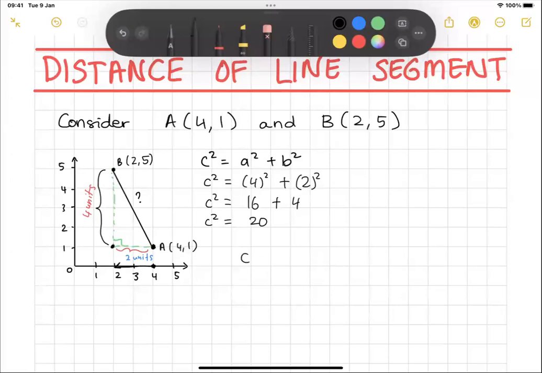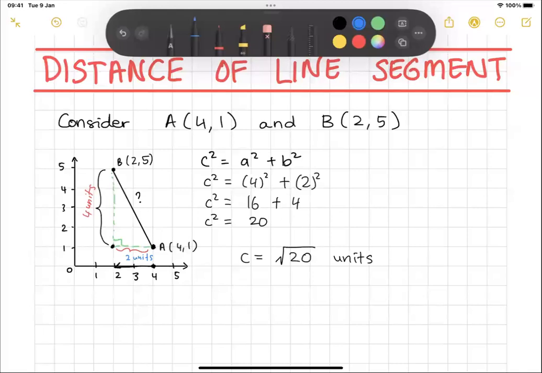To get me to just c, I need to square root it. So my c would be root 20 units, because I don't know if it's centimeters, meters, or whatnot. Units is just a general term. So let's delve deeper into this. How did I find my a and my b?